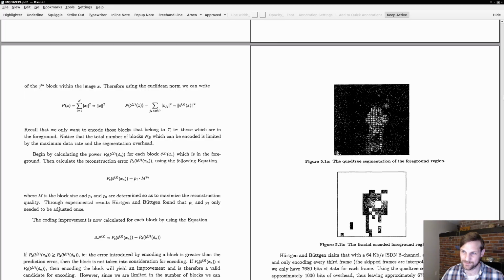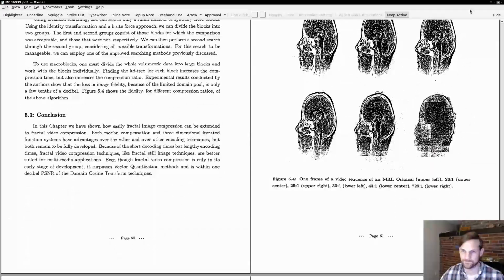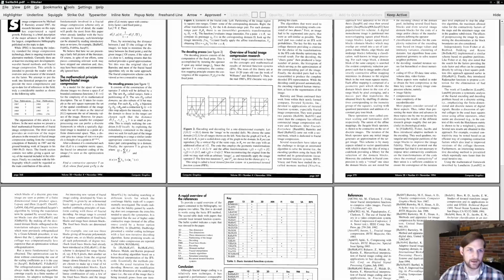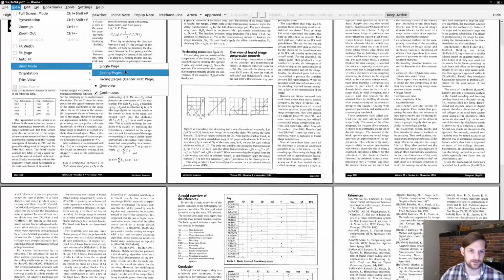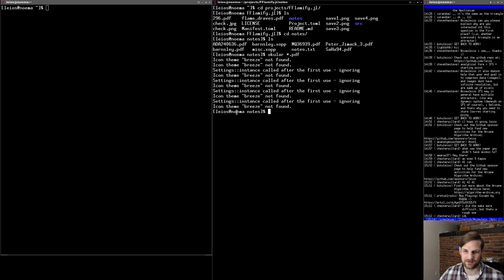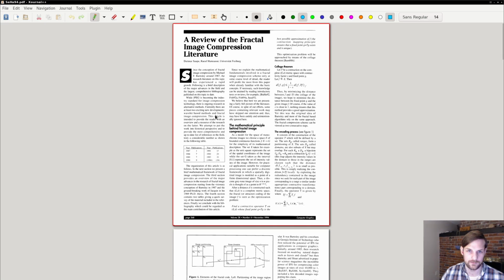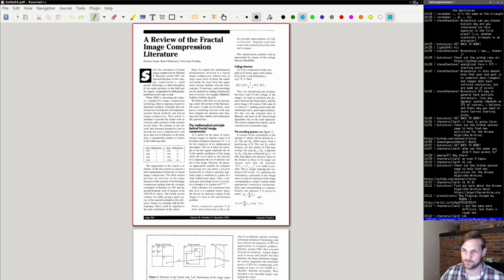Because I don't want to go through 61 pages on stream. I might do it off the stream, but definitely not on stream. Okay, so let's just go through this one then. View mode, and we're going to do single page. I'm going to make it so we can read both at the same time. In fact, let's just go over here. Saha, I believe. Yeah, review of image compression literature. So we'll just have this open and read through it and see what we understand.